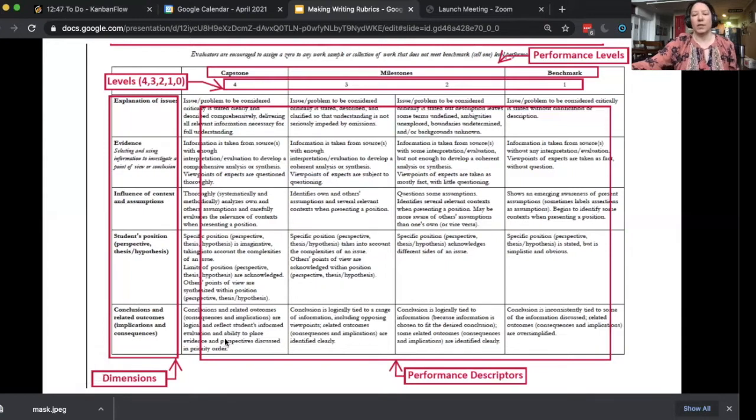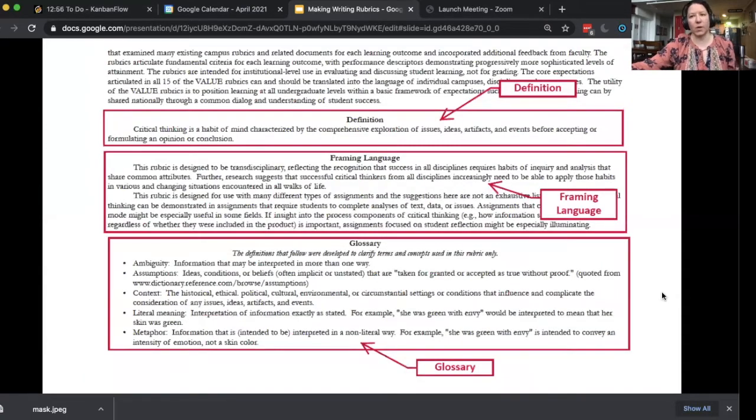You want to be really consistent here in the types of language you use across the different performance descriptors. Now, the AAC&U rubrics will also have a definition on them. That's where that definition of written communication came from. They'll have some framing language that talks about how the rubric was developed, and they'll have a glossary.